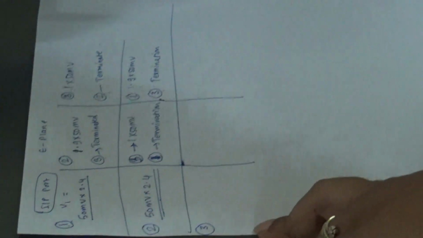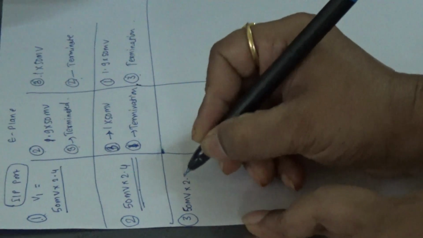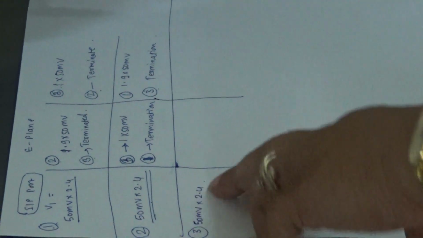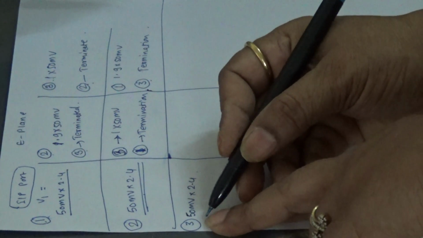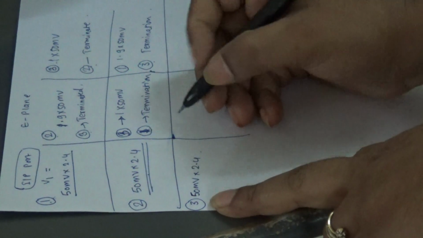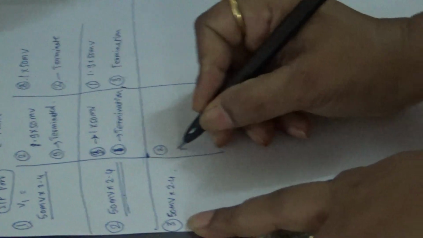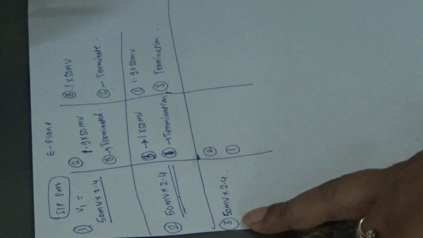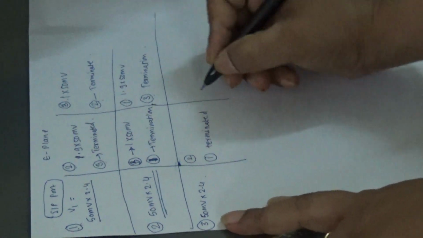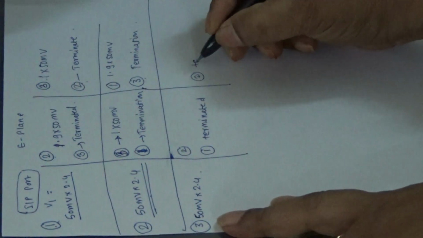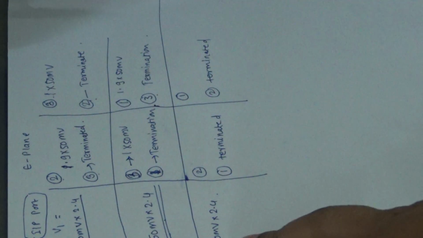Port 3. Now the input is the same, we have not changed anything. So it is 50 millivolts multiplied by 2.4 as your input voltage, right? Now the input is given to port number 3 and you have to measure the output at the next port. So say we are measuring the output at port number 2 and port number 1 is terminated with a match termination. So here we are terminating the output, right? And we are measuring the output at this port.